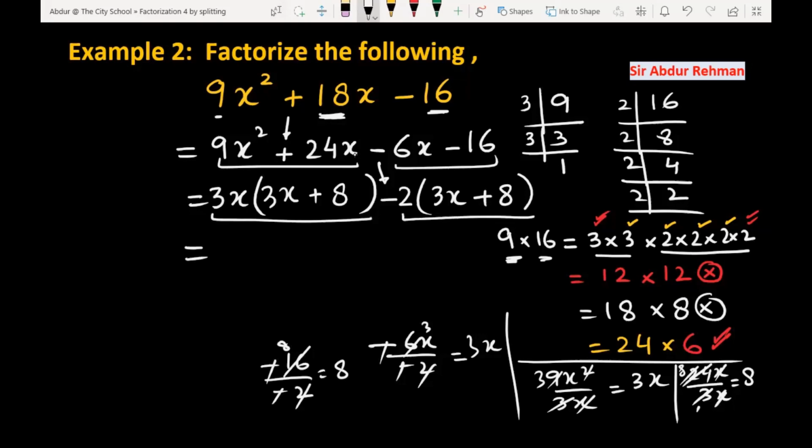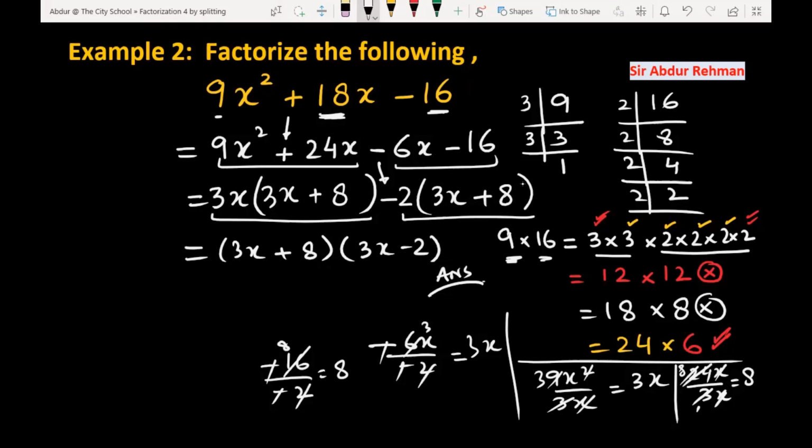Now there are two terms, and make sure these brackets must be the same. It is 3x plus 8. The second bracket must be 3x plus 8 here. Now the common factor is 3x plus 8, and the second factor will be 3x minus 2. This is the final answer.